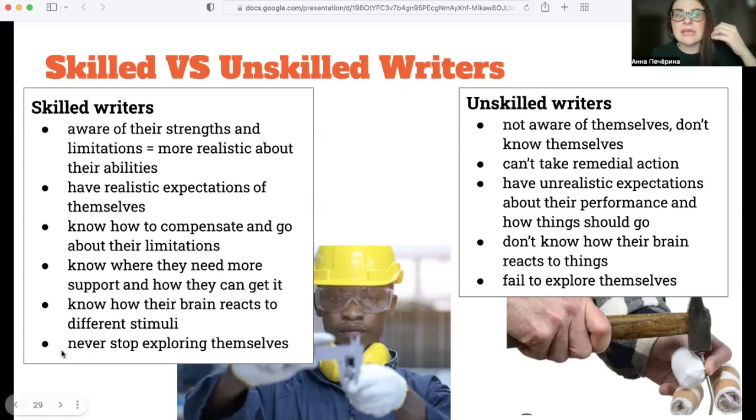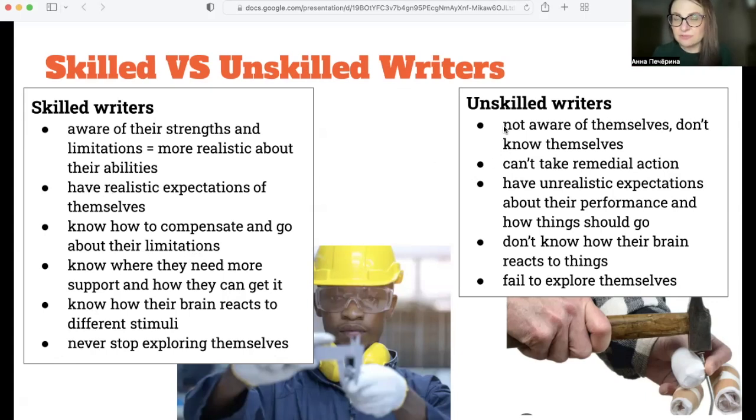Yeah. And they never stop exploring themselves because they can't say, oh, I know everything about myself. You can never know everything about yourself. Never. It's like the depth is just immeasurable. You can only start. Yeah, you can never stop, right? So that's about skilled writers.